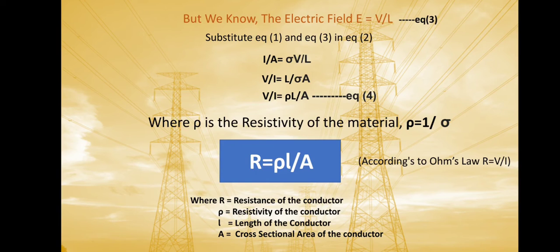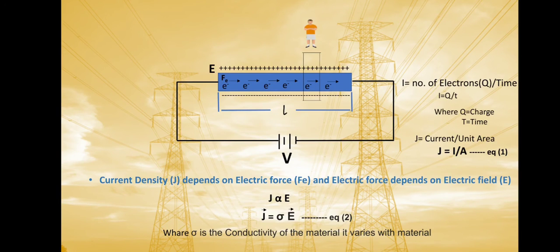But we know the electric field E is equal to V by L, where V is the applied voltage across the conductor and L is the length of the conductor. Take this as equation number 3. Substitute equation number 1 and equation number 3 in equation number 2. What is equation number 2? J is equal to sigma into E.